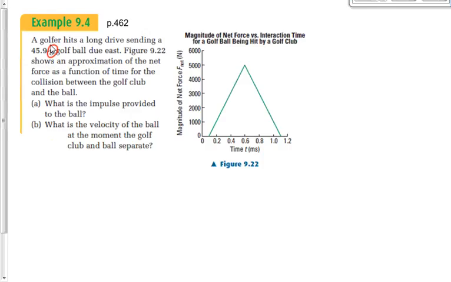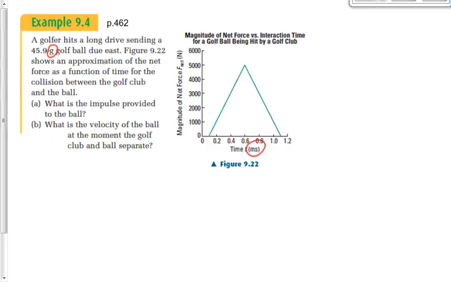The diagram shows an approximation of the net force as a function of time for the collision between the golf club and the ball. We want to know the impulse provided to the ball and the change in velocity, or the velocity of the ball, the moment the club and the ball separate. One more thing I noticed here, times in milliseconds. When I'm doing a calculation, I want to make sure that's going to be in seconds, right?